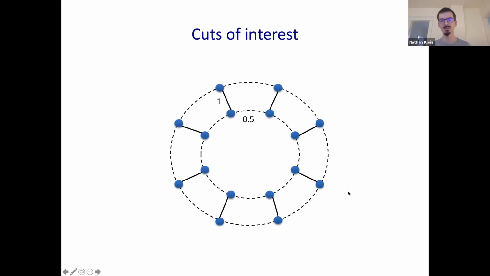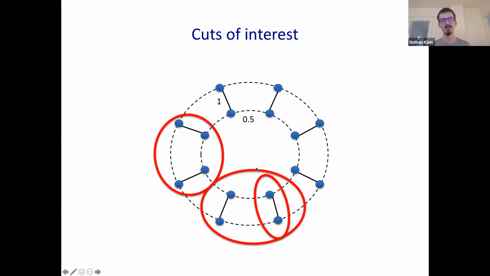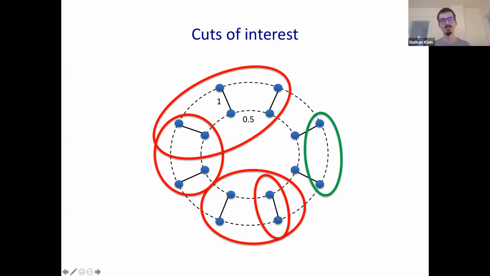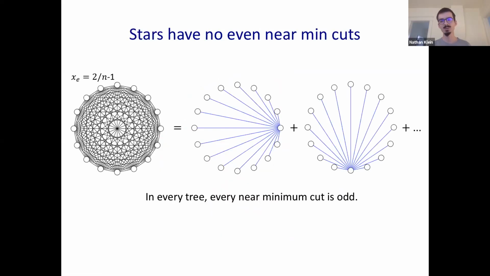So to go back to our example, we now care about these red cuts, which are near minimum cuts of the LP, but we don't care about these green cuts, which have value much greater than 2. And note the vertices themselves are also minimum cuts, so we need to worry about these as well. So in remembering the star example, we might say that another reason this distribution failed is because it had no chance of making the near minimum cuts of the graph even. In particular, in this graph, the near minimum cuts are only the degree cuts. And in every single tree we sample, every near minimum cut is odd.